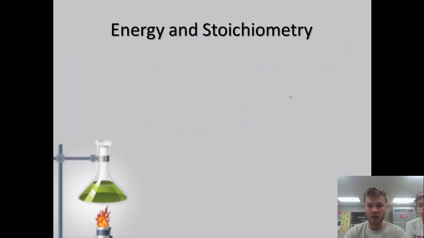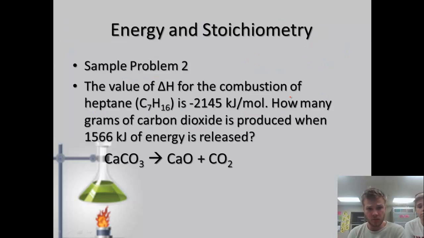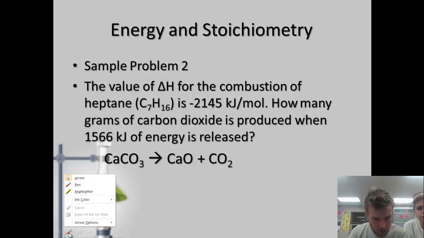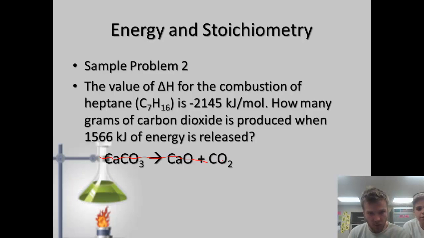Let's look at another one. Sample problem 2. So this is a combustion problem. The value, this doesn't look right. It looks like you've got the wrong equation up there. Disregard that for now. We'll write the equation. The value of delta H for the combustion of heptane, C7H16, is negative 2145. So this is my heat of reaction. Now if it's negative, what side does it go on? It's going to be on the right side. Exothermic. How many grams of carbon dioxide is produced when this much energy is released?